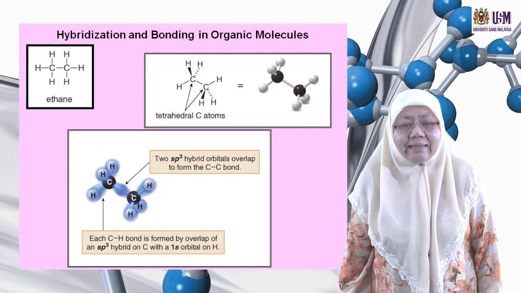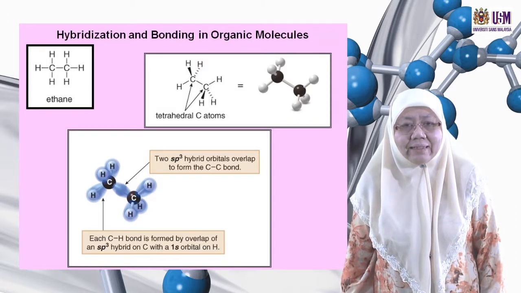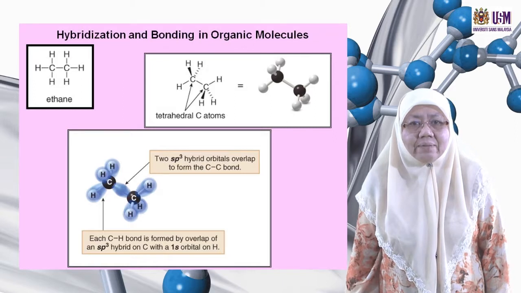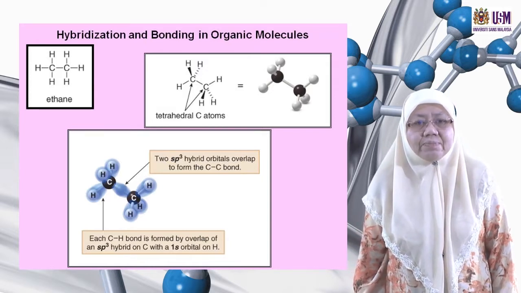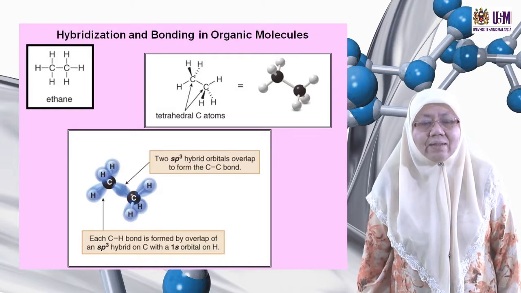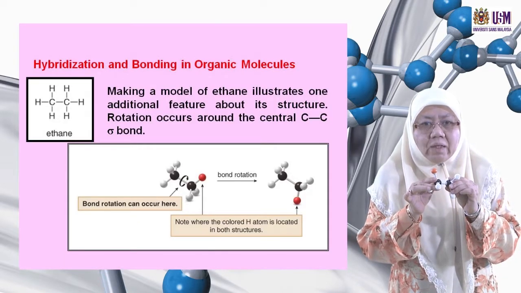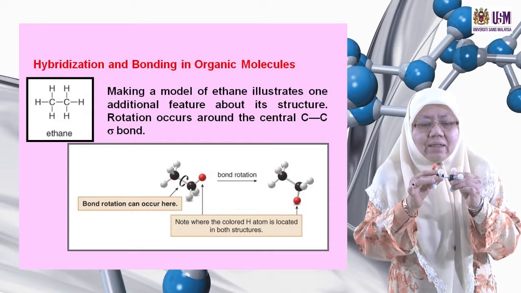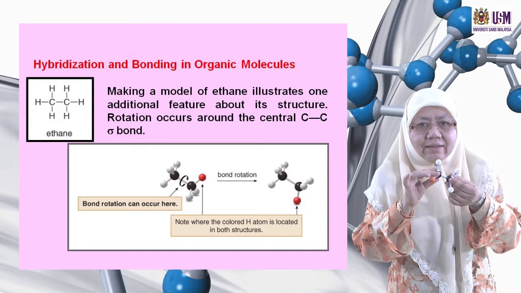There is a carbon-carbon bond, and there are bonds between carbon and 3 hydrogen. So there will be 2 sp3 hybridized orbitals that overlap to form the carbon-carbon bond. And each of the carbon-hydrogen bonds is formed by the overlap of the sp3 hybridized orbital on carbon with the 1s orbital on hydrogen. For the molecule ethane, there is another additional feature that we can show. A rotation can occur between the carbon-carbon bonds. We can see here, like this.